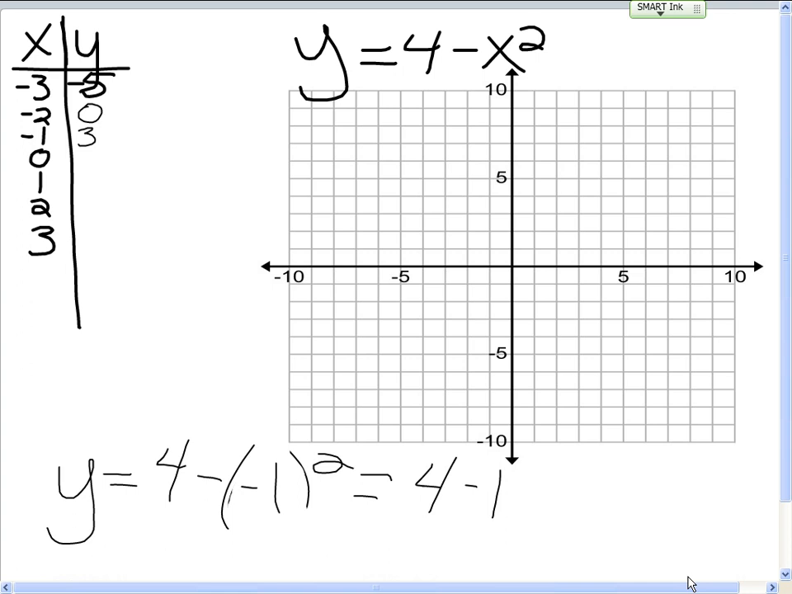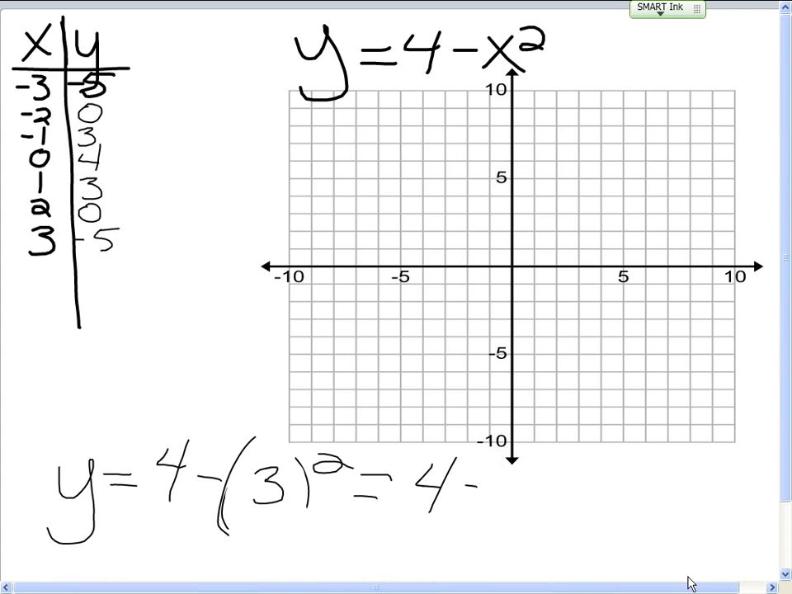Plug in 0. 4 minus 0 is 4. Plug in positive 1. 4 minus 1 is 3. Plug in positive 2. 4 minus 4 is 0. Plug in positive 3. And 4 minus 9 is negative 5.